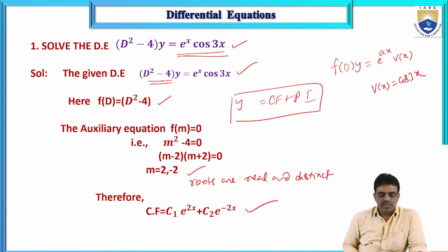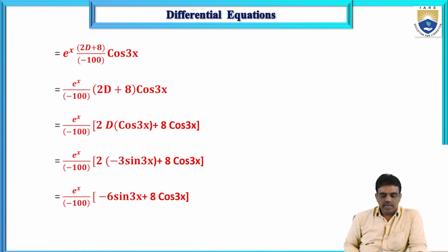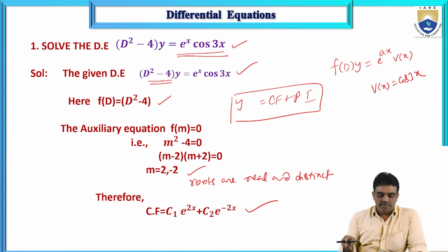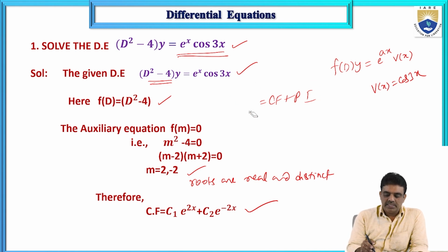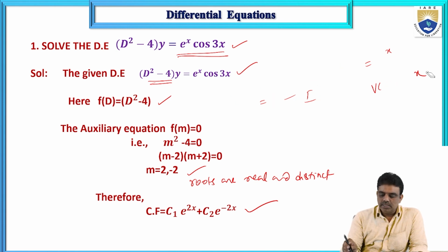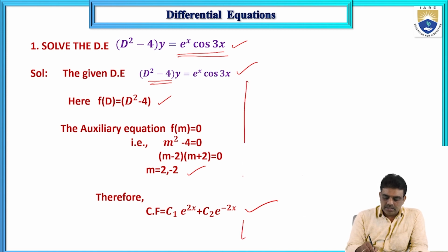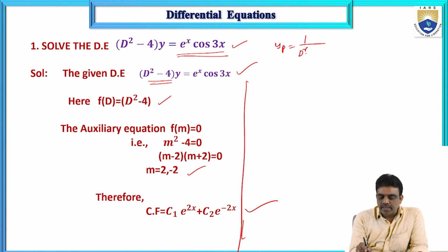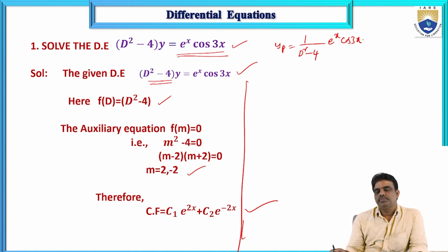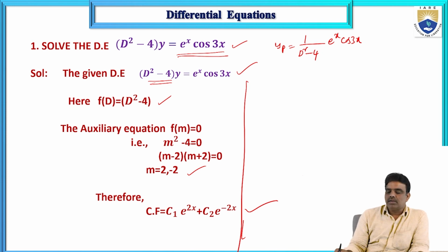The problem has just changed. Yp is equal to, I will solve Yp. So how to find Yp? Now Yp is equal to 1 by D square minus 4 of e power x cos 3x. Am I right? e power x cos 3x.